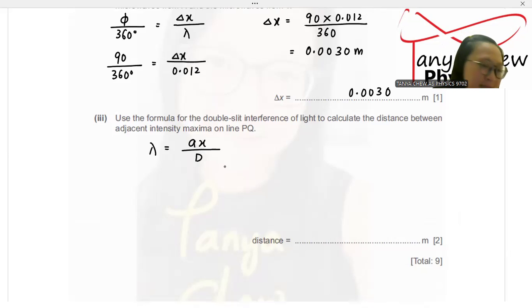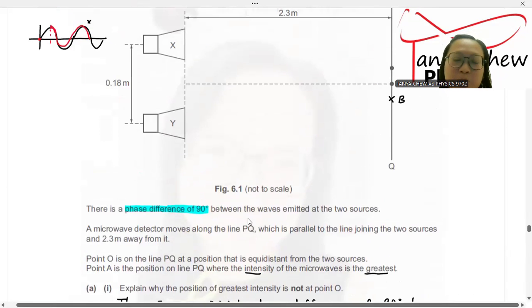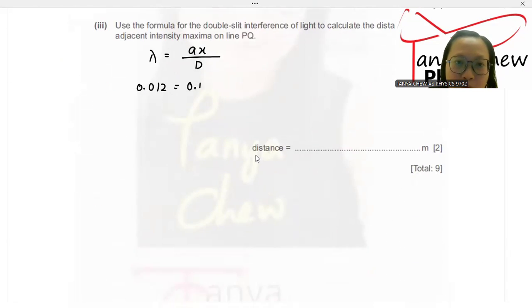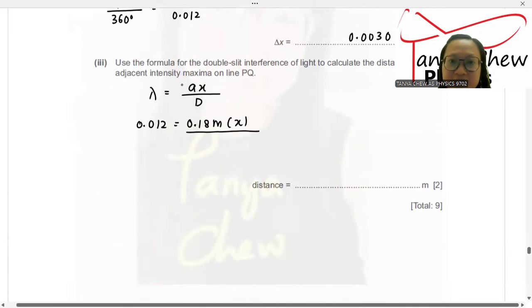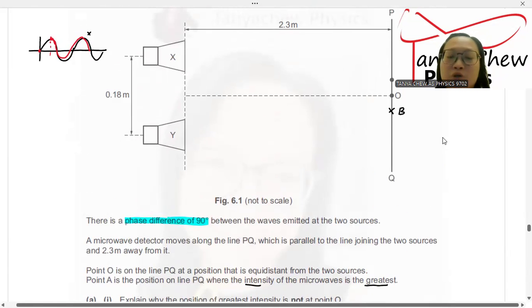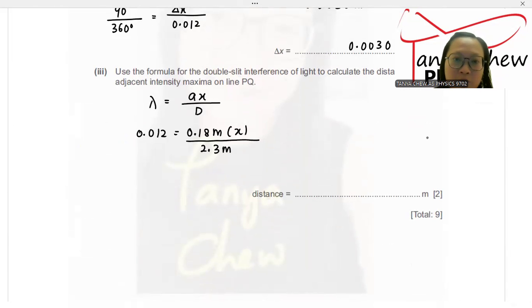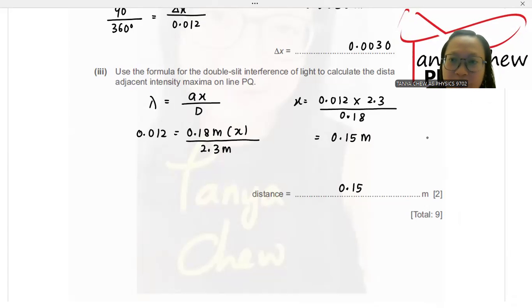Lambda is given, which is 0.012. a is also given. a is the distance between the two sources, which is 0.18 meter. So I'm going to put 0.18 meter times x over D. D is the distance between the two sources to the screen, which is 2.3 meter. Just put here 2.3 meter. x is equal to 0.012 multiplied by 2.3 divided by 0.18. Your x should be equal to 0.15 meter. 0.15 meter is the answer.